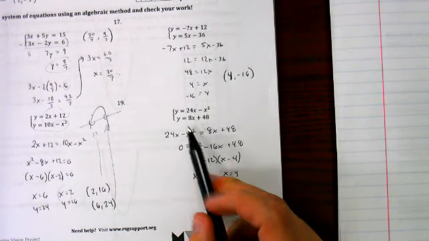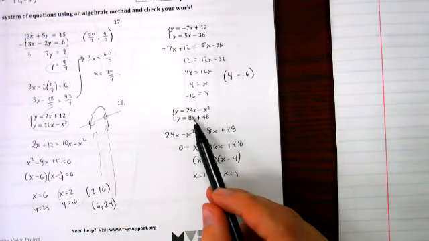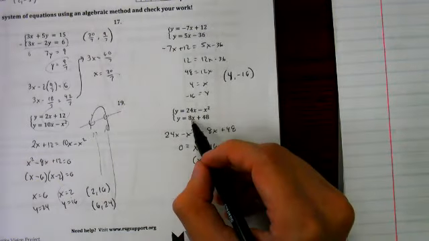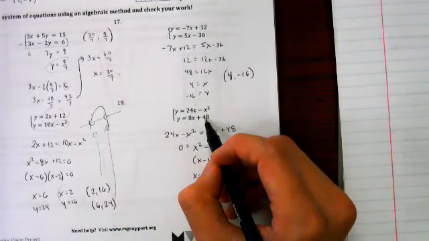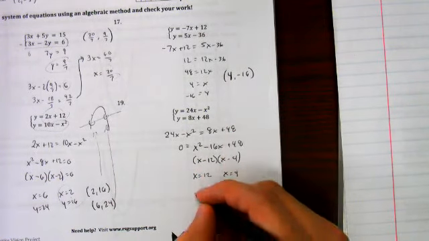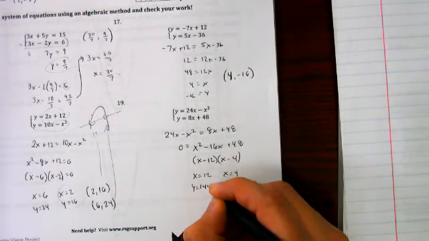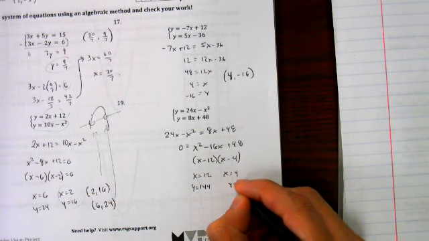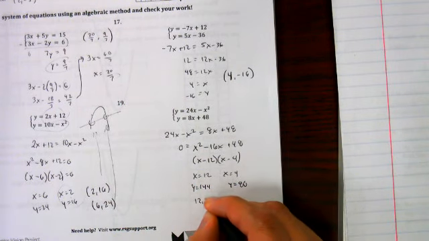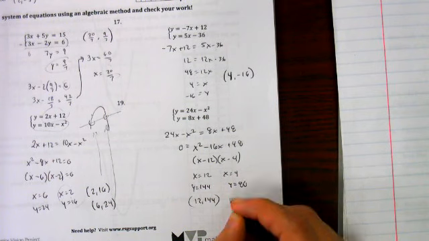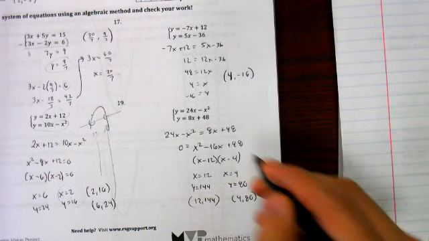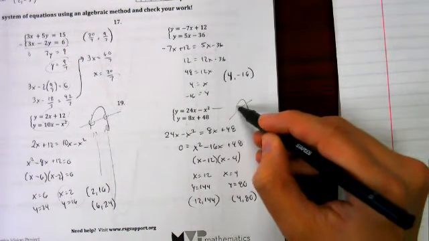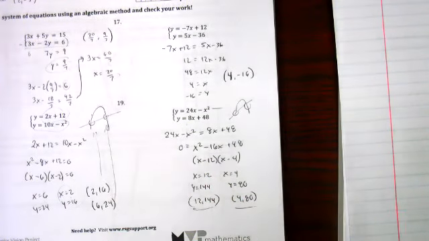If I plug in 12 into here, I'm going to get 96 plus 48. 96 plus 48 is going to be the same thing as 100 plus 44, so it's 144. If I plug in 4, that's 32 plus 48, which is 80. So our two points are (12, 144) and (4, 80). And that makes sense because, like I said, this equation is going to be a parabola and this equation is a line. And so it crosses twice. So that's why you get two solutions.